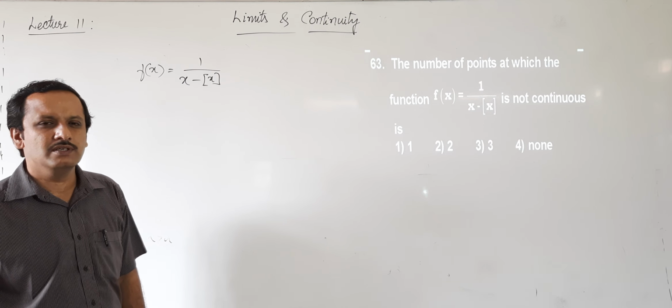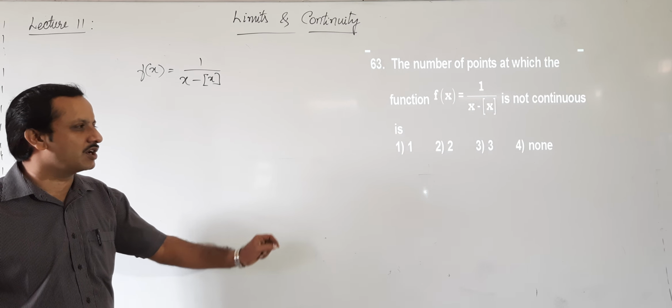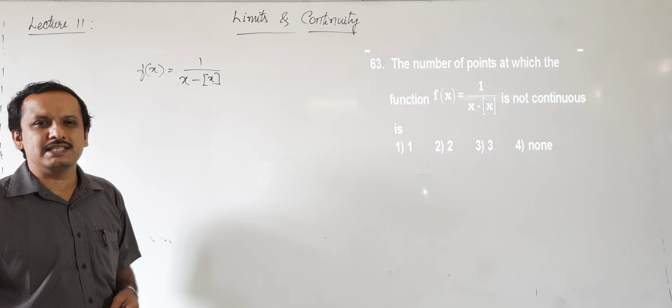So what are the options? 1, 2, 3 and none of these. So obviously infinitely many is the answer, which is not there. Hence none of these is the answer.